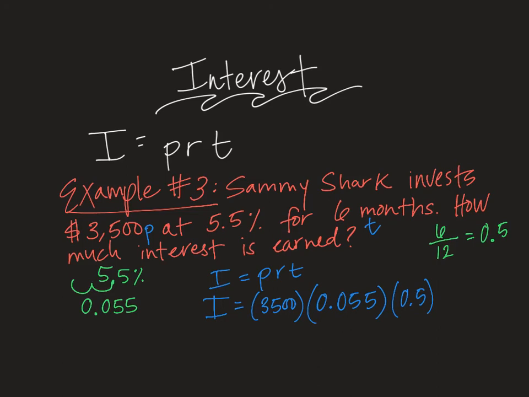Okay, so let's go ahead and plug this into our calculator and see what we get. All right, so if you plug this into your calculator, you're going to get $96.25. So that is how much interest you are gaining, or Sammy Shark is gaining, by investing that amount of money into that account for 6 months.